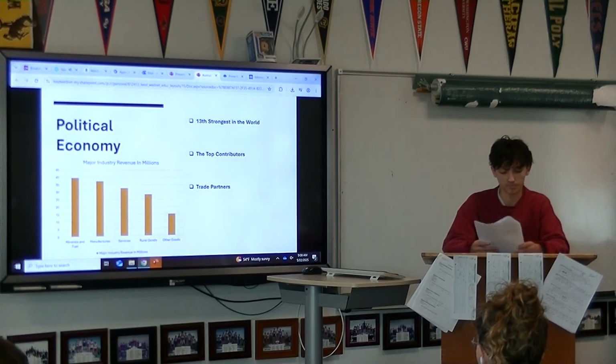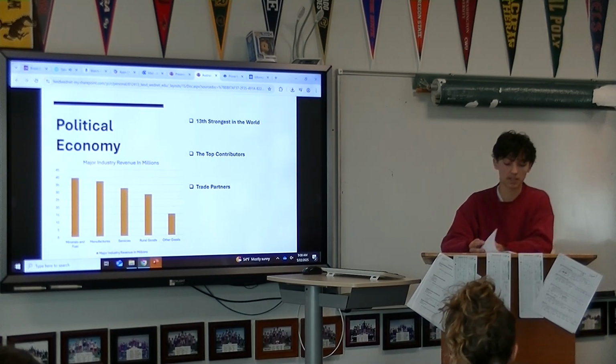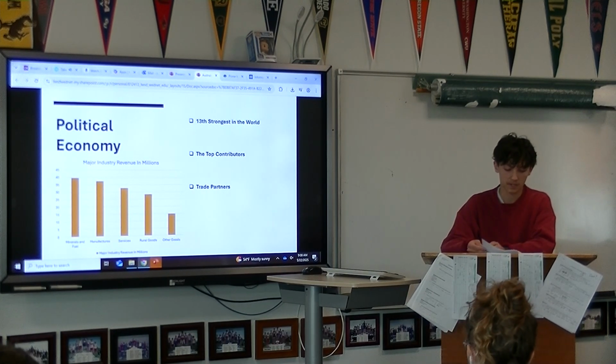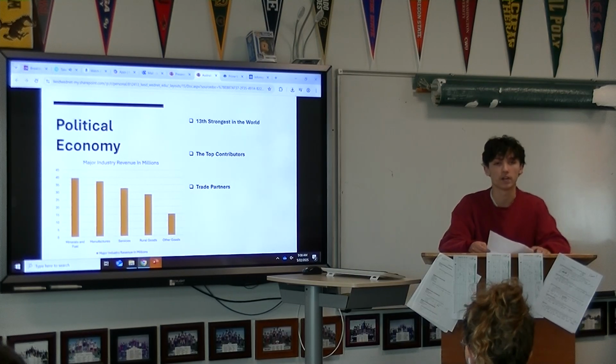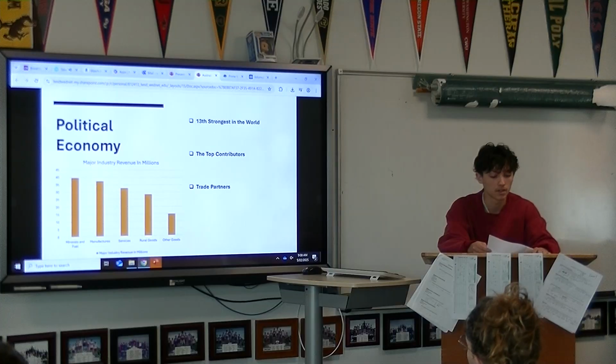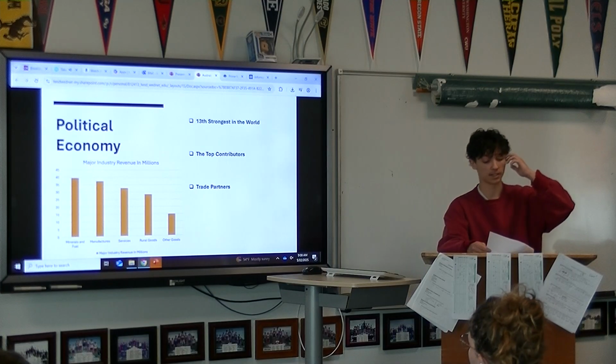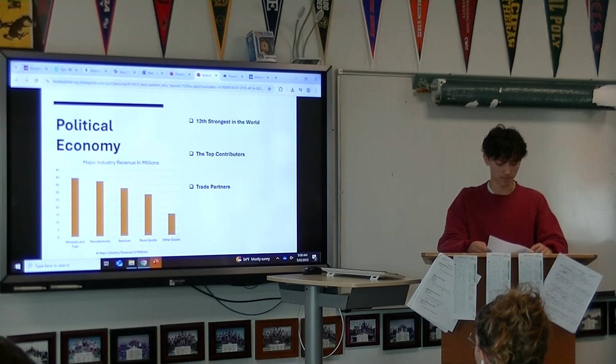Political economy. Australia boasts a robust and diverse economy. Key sectors include mining, a significant contributor, especially in iron ore and coal exports, services, which encompasses things like finance, education, and tourism, and agriculture, producing commodities like wheat and beef.